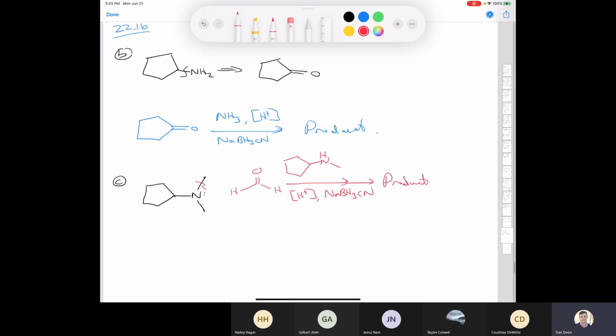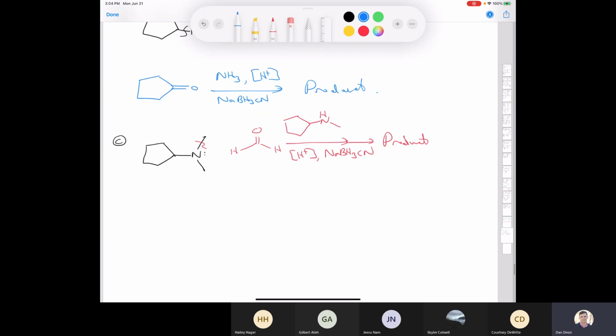Or the other option would be to break this bond here, in which case you would start with cyclopentanone. Then you would treat it with dimethylamine, a catalytic amount of acid, and sodium cyanoborohydride. So you can now see why this reaction is so great, because you can make disconnections at all kinds of different spots to make these different compounds. A really, really useful reaction.